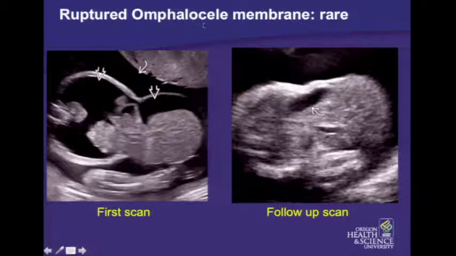Ruptured omphalocele membrane is exceedingly rare, and here's an example of when you can think of the diagnosis, because this baby had a lot of ascites, but then on follow-up there was no ascites. However, the prognosis is still guarded because that means there's no longer a covered membrane protecting the liver in this case.